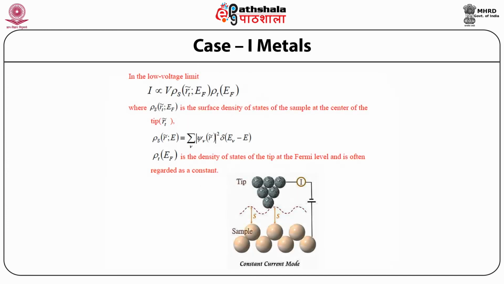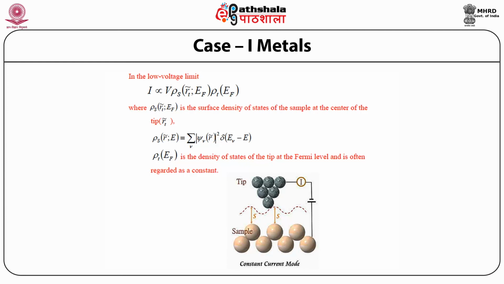So let us take a case for metals. In the low voltage limit, I is proportional to V multiplied by rho s as a function of RT, EF, multiplied by rho t as a function of EF, where rho s of RT, EF is the surface density of states of the sample at the center of the tip RT.